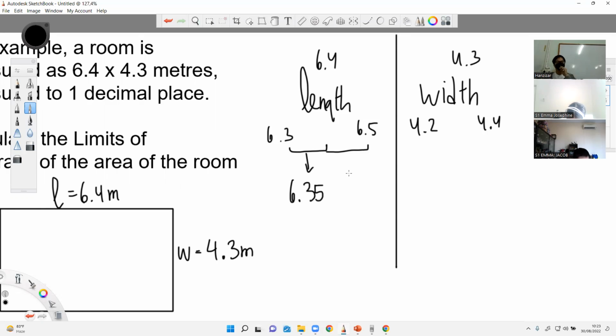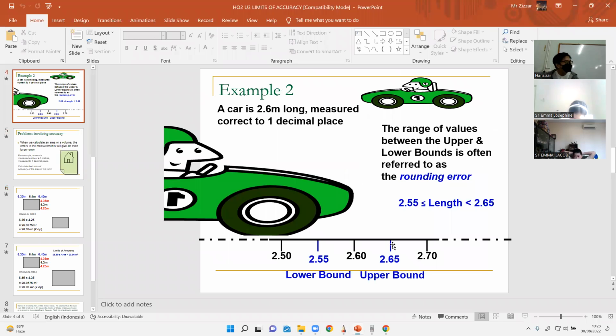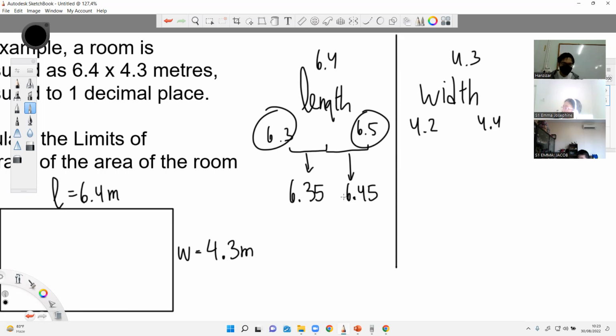6.35. Be careful, not 6.3, yeah? So the upper bound will be 6.45. Get the idea, guys? Not 6.3, not 6.5. 6.3 and 6.5 is only for the easiest part. Look at this. In between 6.35 and 6.45, half of it. Get the idea, guys? So this is the lower bound of the length, and this will be the upper bound of the length.